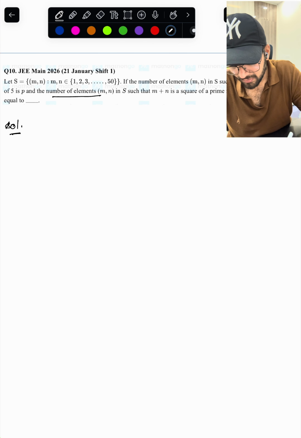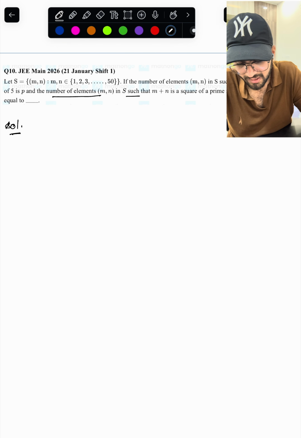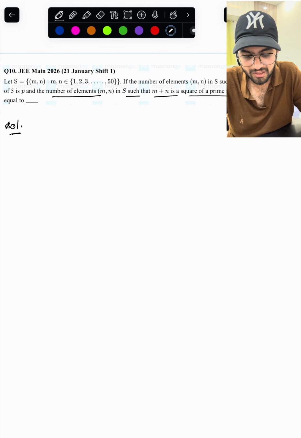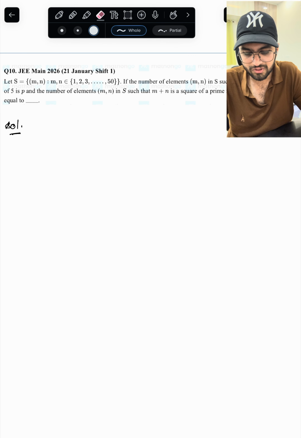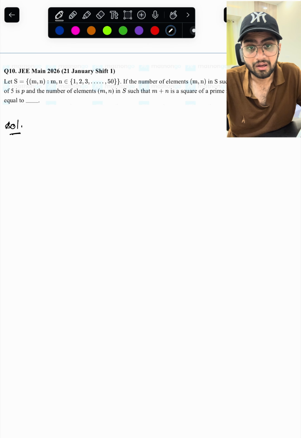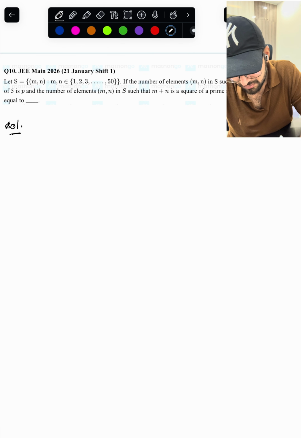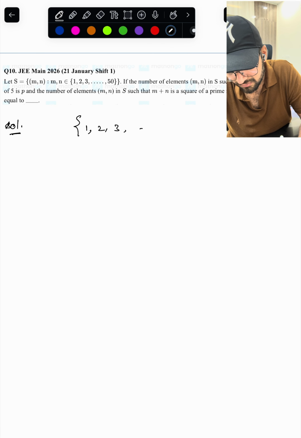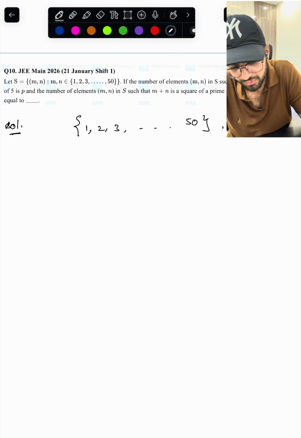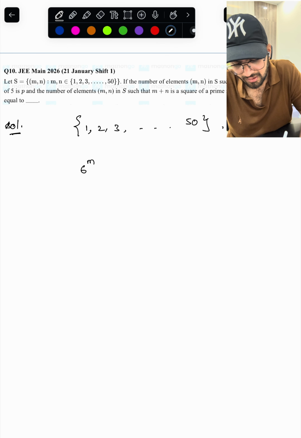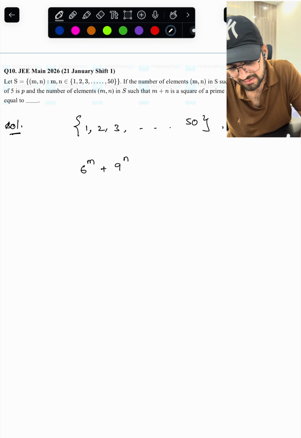So the first part is P. The number of elements M comma N in S such that M plus N is a square of a prime number is Q. Then you need to calculate P plus Q. So of course you need to calculate P and Q, right? Coming to the first part, you need to select the numbers from 1, 2, 3 and so on up to 50, right? Now here 6 power M plus 9 power N must be a 5 multiple.